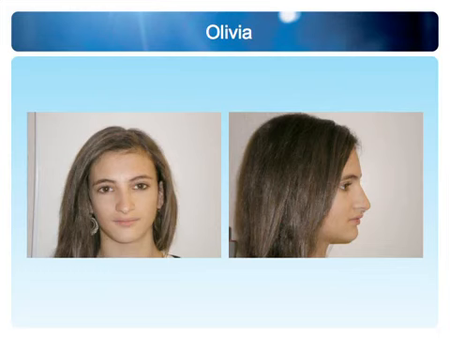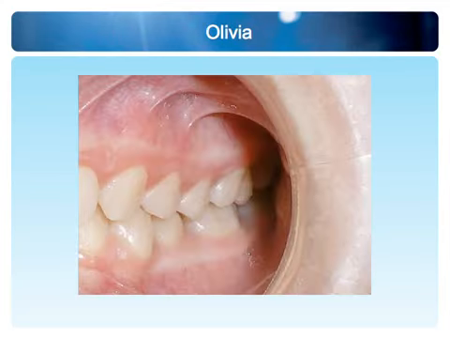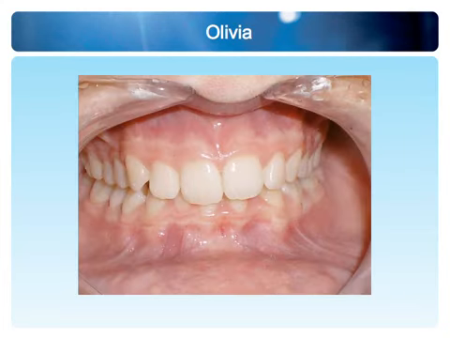Now, let's get to the case. Okay, so we have class 1, so we're in great shape. Canines and molars in class 1, healthy gum and bone. Looking good. When we look at the anterior photograph, we can start to see what's happening.